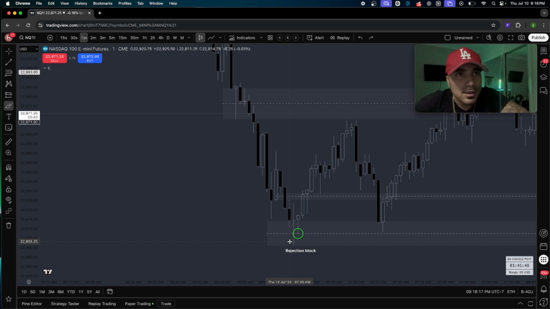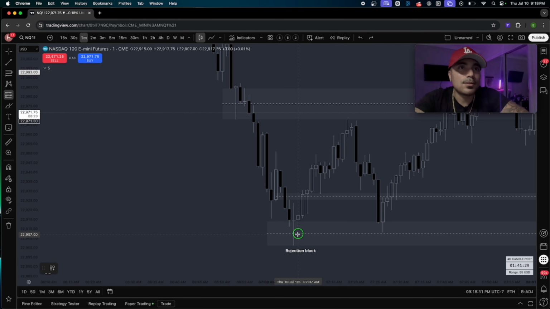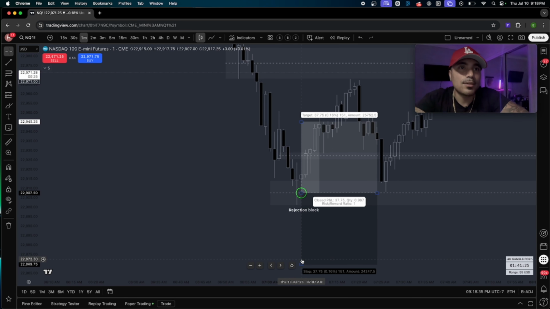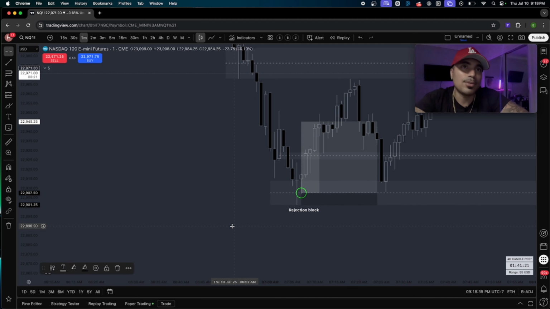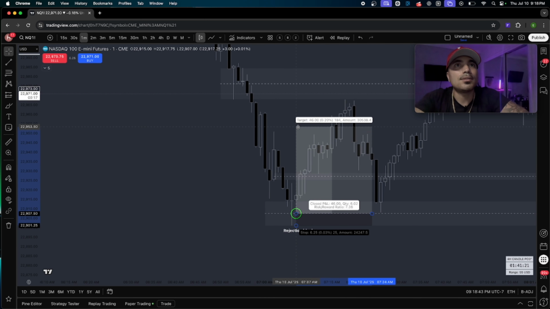You don't have to literally try to, because you're gambling. I've got cooked trying to catch wicks like this. That's the part of rejection blocks. You got to have a tight stop, which is what I like about it. Because look, ideally your stop is the bottom of that wick, because as soon as price falls through that, the play is not validated. It's invalid.